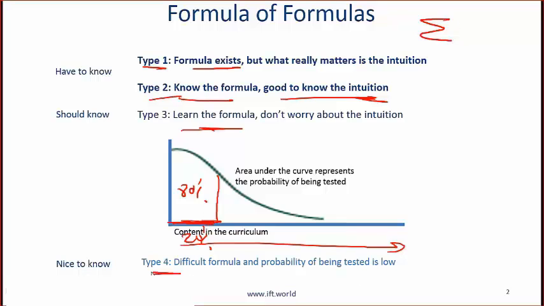And then we have a type 4. So these are difficult formulas and the probability of being tested is low. The classic example here would be the T statistic for the difference between the mean of two populations where the variance is not the same. And then there is also a formula for the degrees of freedom. So those are extremely complicated formulas. I hardly know of anyone who's actually fully learned those. So I'm not saying don't learn them. If you want to, you can. But that is very high effort and the probability of that showing up is low. And this type 4 is not included in my list of formulas.